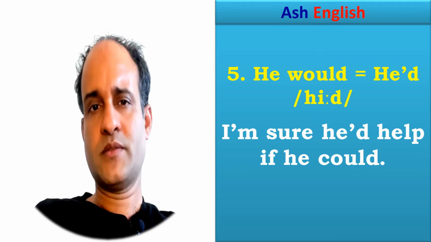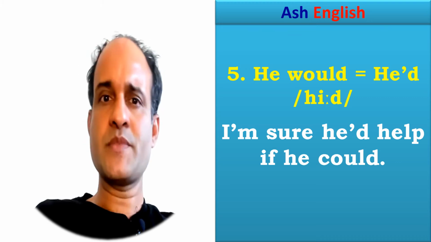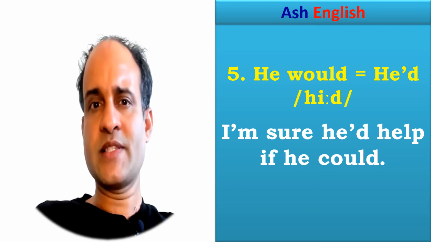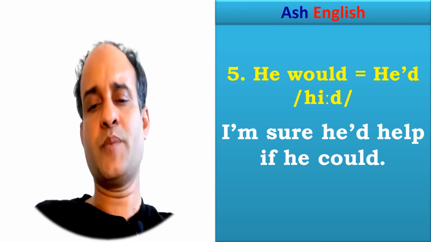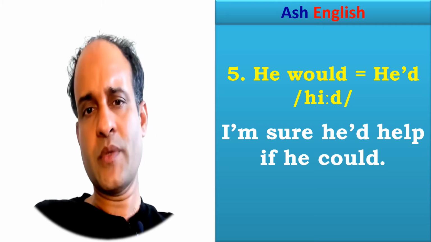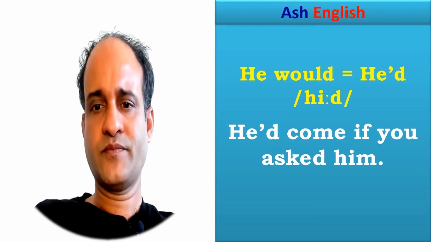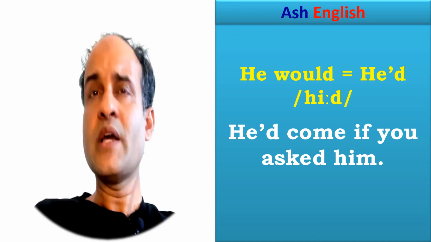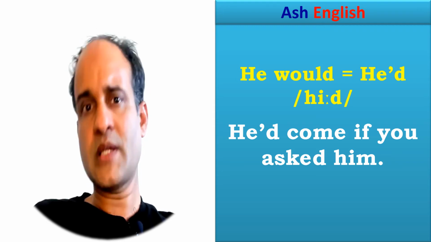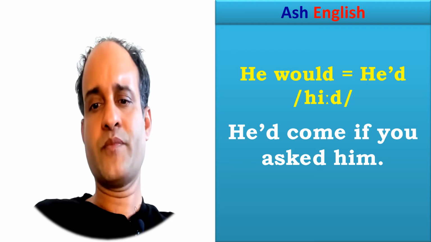Okay, next. He would. Contraction of he would. He'd. He would becomes he'd. Alright, let's have an example. I'm sure he'd help if he could. So, he would help becomes he'd help. Alright, next. He'd. He'd come if you asked him. He would come becomes he'd come. Repeat with me, he'd come. He'd come if you asked him.